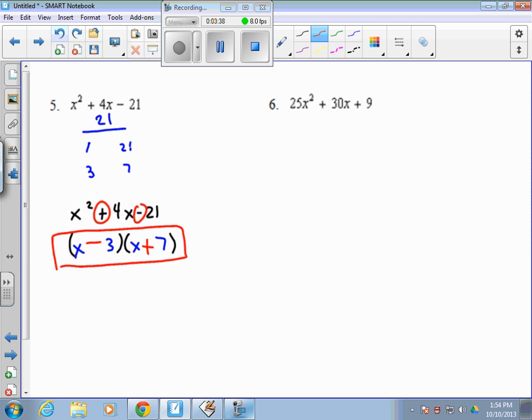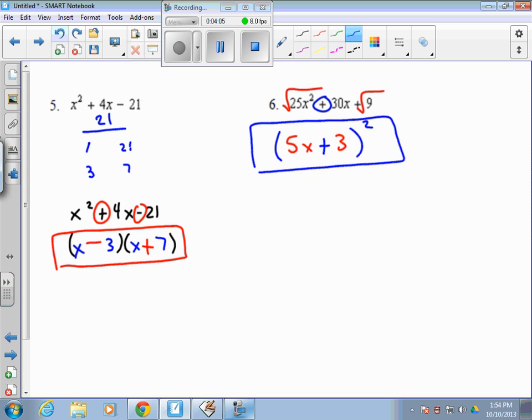Number 6 is a special case because it has a perfect square in its first term and a perfect square in its last term. So take the square root of the first term. Square root of 25 is 5, and the square root of x squared is x. And take the square root of the third term. Square root of 9 is 3. So 5x and then 3, and then this sign tells you it's going to be plus in the middle. So 5x plus 3 squared. You're squaring a binomial to factor the trinomial.